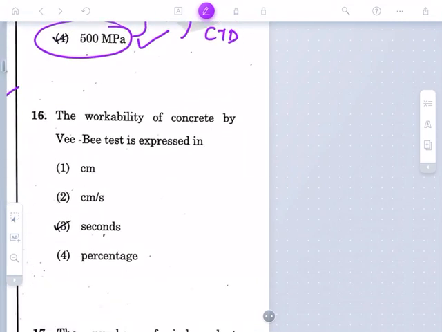Workability of the concrete by VB test is expressed in. See, workability of the concrete can be found out by three tests. One is the slump test.